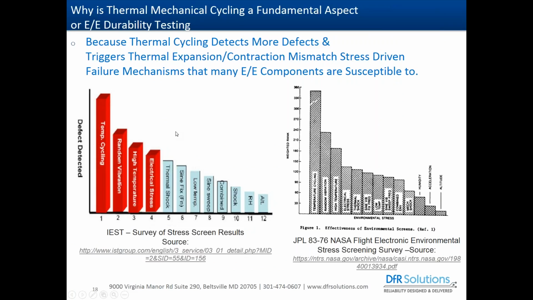So you may also ask, why are we focusing so much on thermal cycling as the primary tool in our durability life testing? Well, that's because thermal cycling has been found to detect more defects and has been the root cause of more field failures than any of the other environmental stresses that electronics are exposed to, as shown by these studies from the Institute of Environmental Sciences and Technology and at NASA working on aerospace and space products. Here I have the links to these two papers if anybody wants to look into this in more detail.